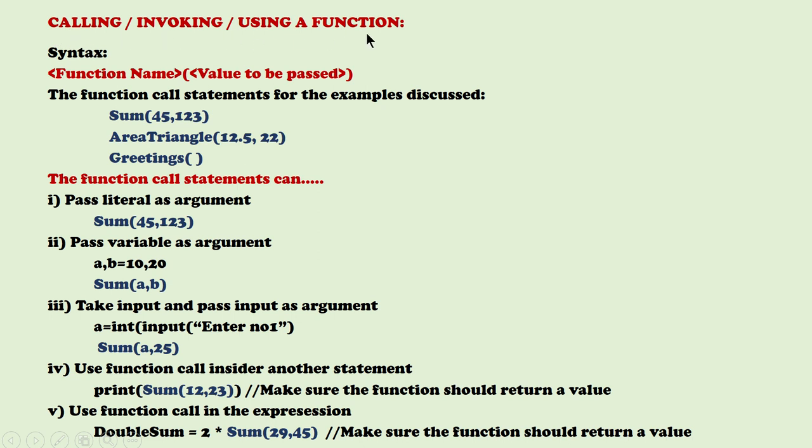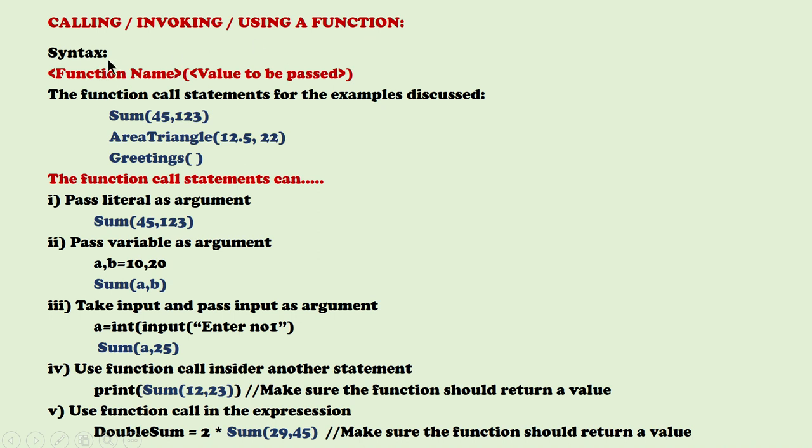All are having the same name. How to call the function, that is, how to write the function call statement to make use of the function. How to invoke also has the same meaning. How to invoke or call the function, how to make use of the function. So to make use of the function, you have to write the function call statement.